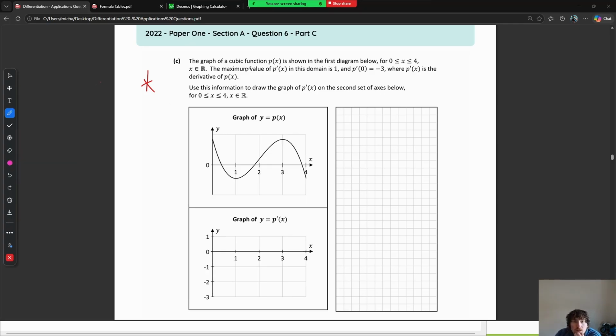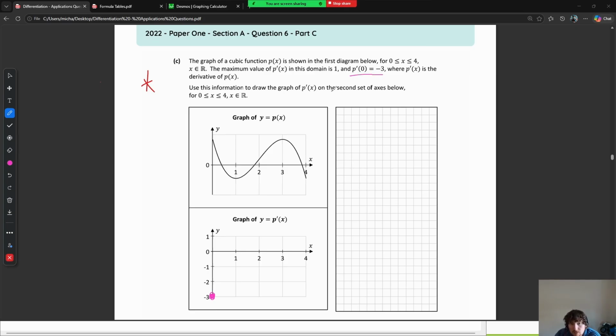So in 2022, this came up. The graph of a cubic function p of x is shown from 0 to 4. The maximum value of p dash x in this domain is 1. That's interesting, so that's why they give us up to here. And p dash 0 equals minus 3. So they're giving us some information there. That's actually a point on this graph. When we have p dash 0, so when x is 0, this thing is minus 3. That is a point there, where p dash is the derivative, of course.